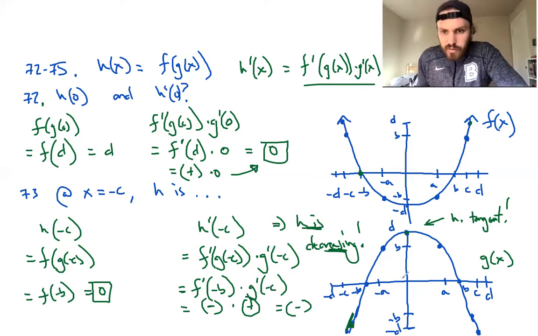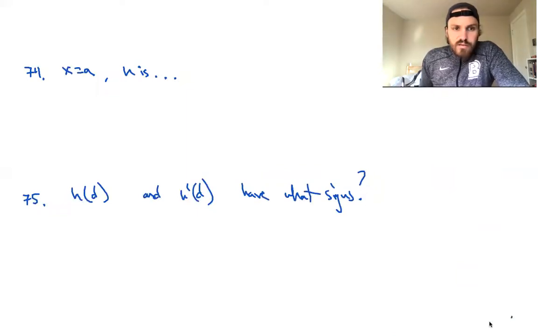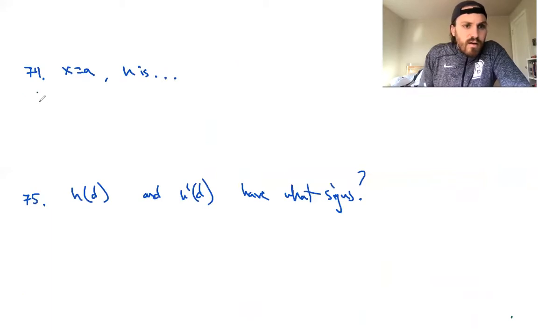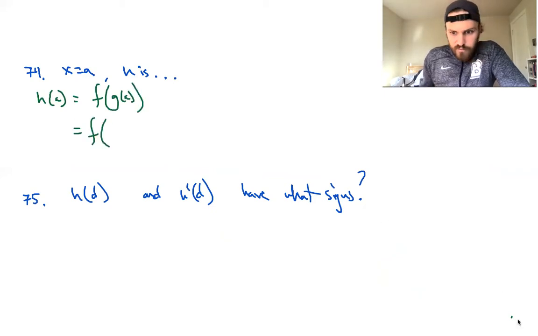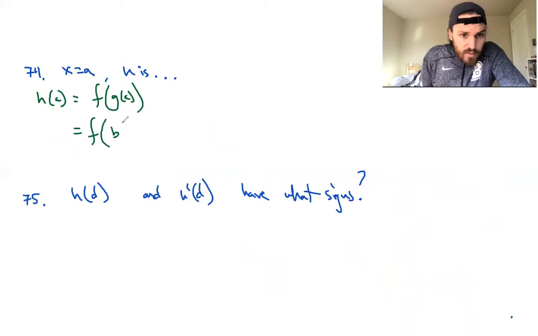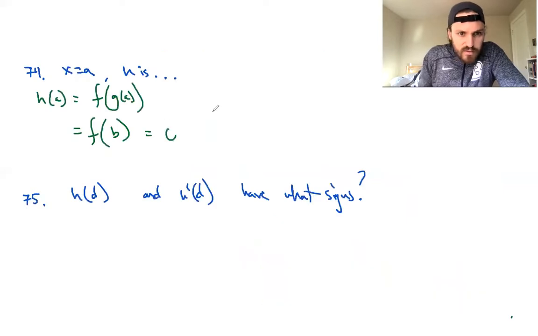Okay, a couple more to do here, and then we'll call it quits for the chain rule computation. They want us to do the same thing at x equals a. Okay, so remember that h of a is going to be equal to f of g of a. Which is going to be f of, okay, coming back here to our graph, g of a is b. So f of b, and f of b again is right here, which is 0. So we know that this is just 0.